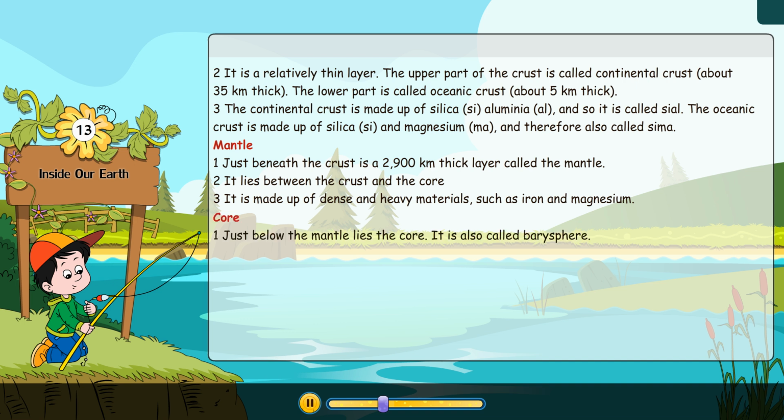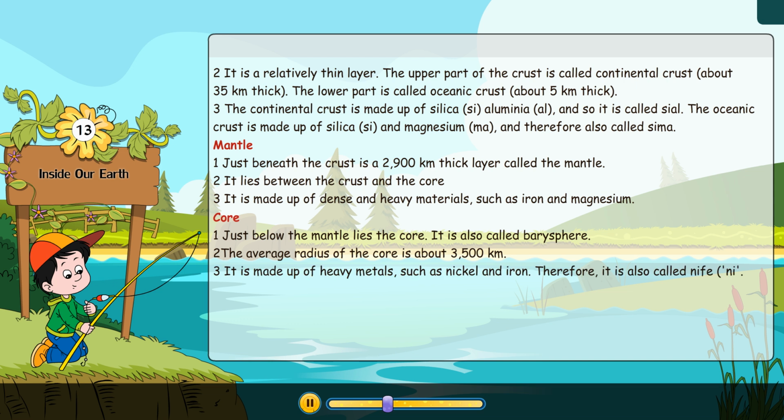Core. Just below the mantle lies the core. It is also called barysphere. The average radius of the core is about 3,500 kilometers. It is made up of heavy metals such as nickel and iron. Therefore, it is also called NiFe. Ni stands for nickel and Fe for iron.